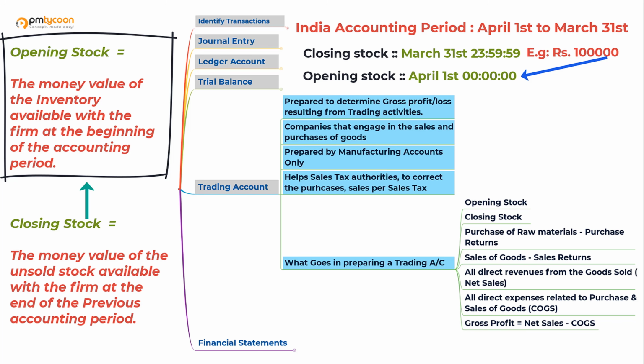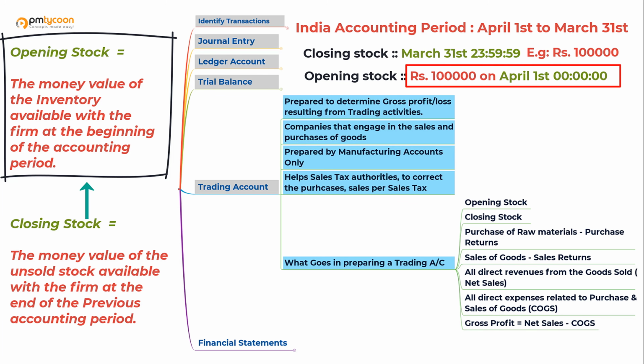And when they start the next accounting period from April 1st, they would mention in the books that this is our opening stock for the year. So basically, the closing stock of the previous accounting period becomes the opening stock of the current accounting period. Now, one question should come to mind.